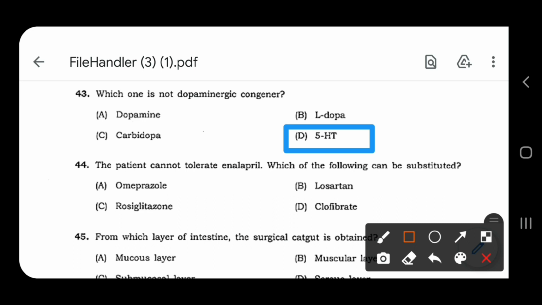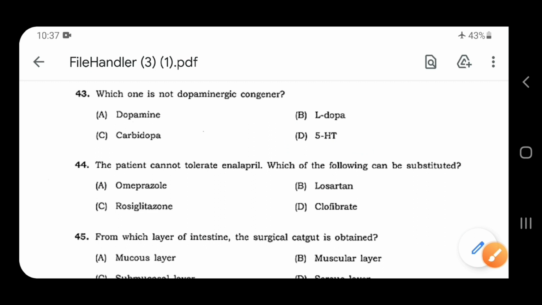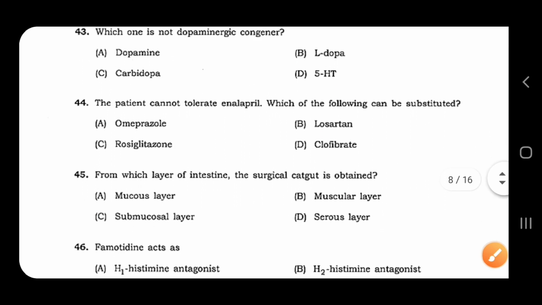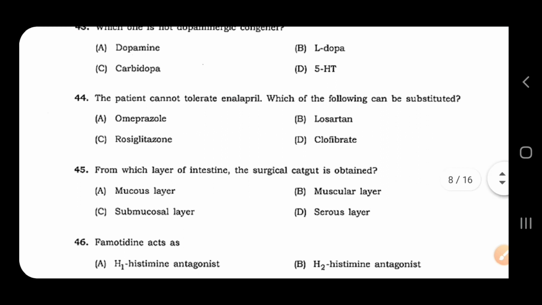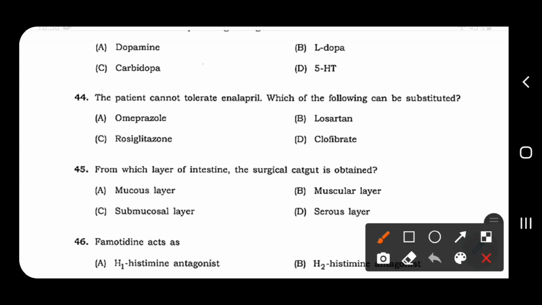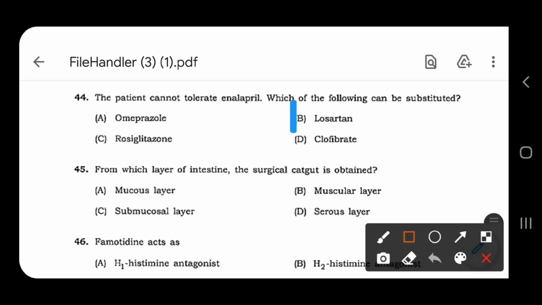Next is question number 44. The patient cannot tolerate enalapril. Which of the following can be substituted? Here enalapril is a drug under the class of angiotensin converting enzyme inhibitor, ACE inhibitor. So the alternative to enalapril is an AT1 antagonist, that is losartan, option B.